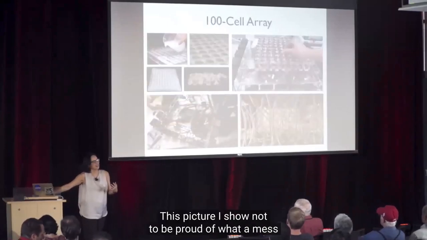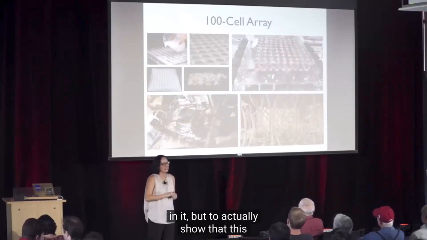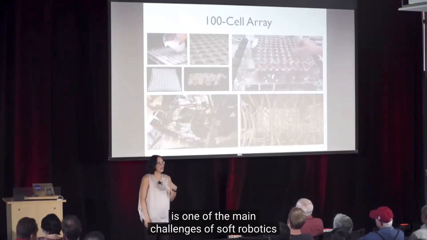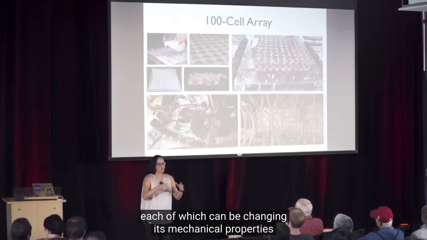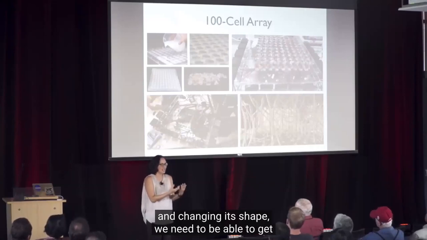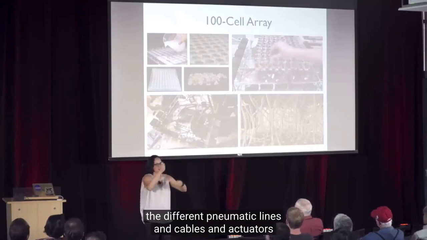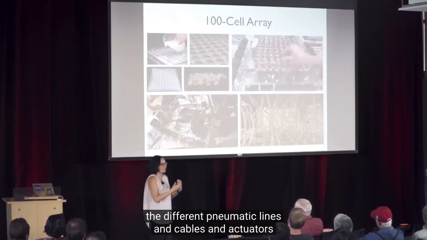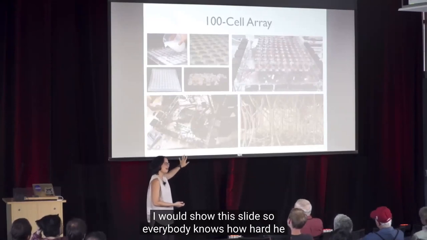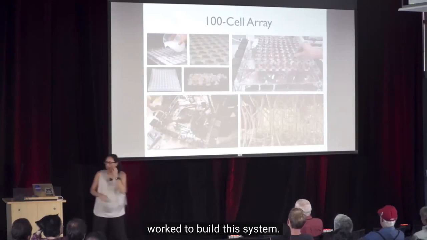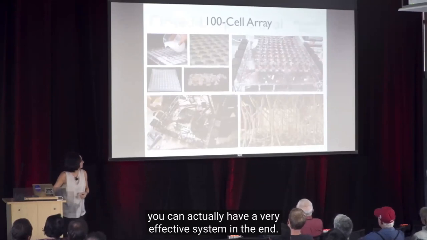And this picture I show not to be proud of what a mess it is to actually build a large device with lots of cells in it, but to show that this is one of the main challenges of soft robotics right now. If you want to have a bunch of chambers, each of which can be changing its mechanical properties and changing its shape, we need to be able to get beyond this kind of curse of dimensionality of all the different pneumatic lines and cables and actuators that are present. So I always promise my PhD student I would show the slides, so everybody knows how hard he worked to build this system.